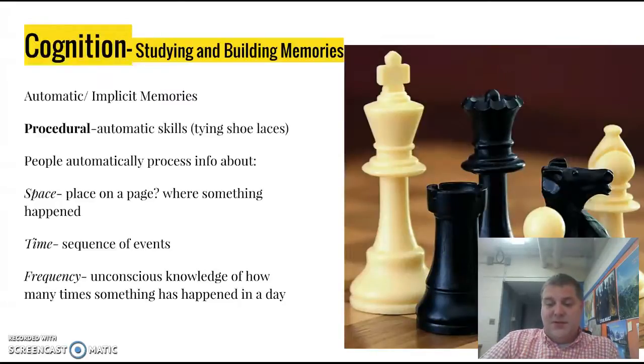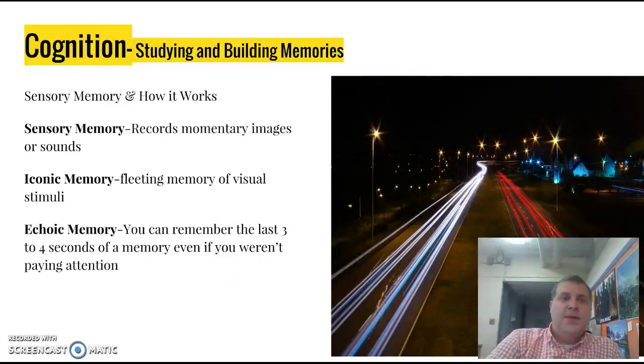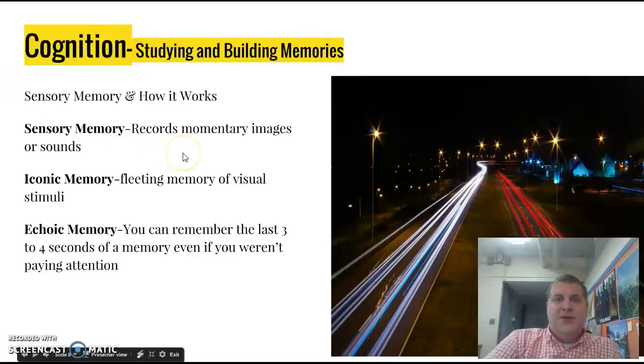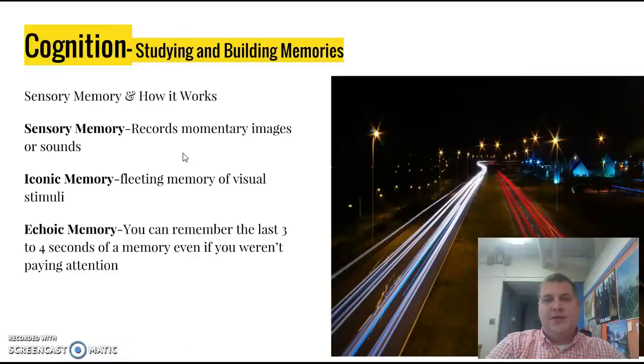You see this person walking down the hall, you smell that smell, and then you sort of understand it for that nature. Sensory memory, how it works is sensory memory records momentary images or sounds. You remember that a little bit more so because it's just a momentary image, just a sound is gone. This might be that itch that you have that you're going to remember it, but then something else is going to happen and you forget you even have that itch.